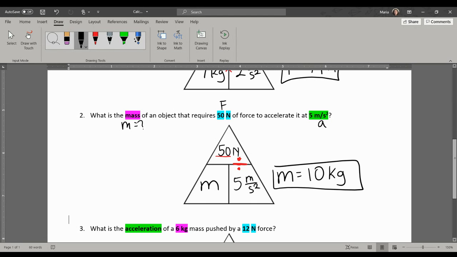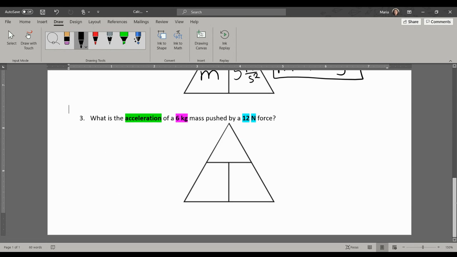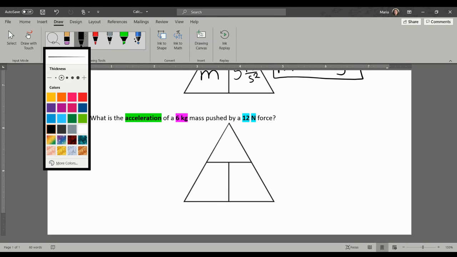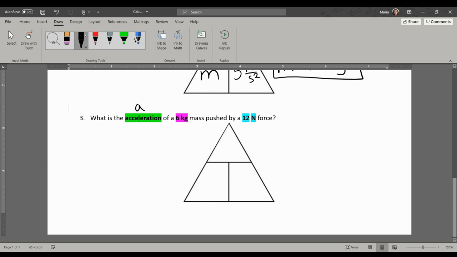All right, ready for one more? The last question says, what is the acceleration of a 6 kilogram mass pushed by a 12 Newton force? So in this case, acceleration is what I'm solving for. Kilograms is always my mass, and newtons is always force. Now that I know what I have, I can start plugging it into my triangle. I have force on the top. Acceleration is what I'm solving for, and I have 6 kilograms of mass.